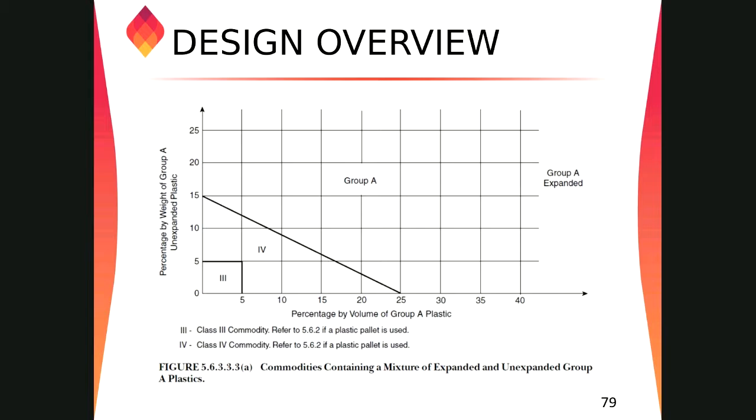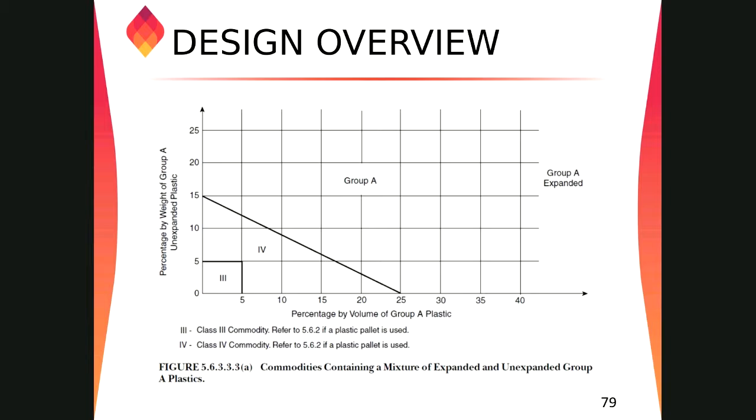Now, since we discussed from the beginning, out of class 1 commodities, class 2 commodities, class 3 and 4 commodities, and group A, B, and C plastics, group A plastic is the most combustible one, and it will give you the higher heat release rate. The most severe is the group A plastic, right?